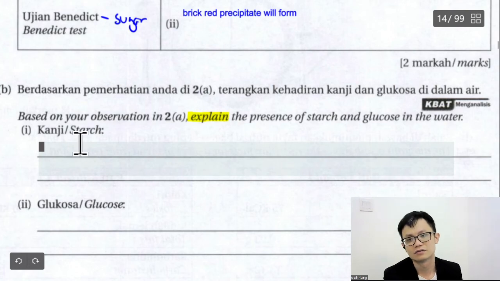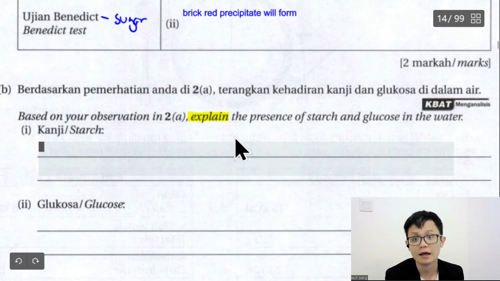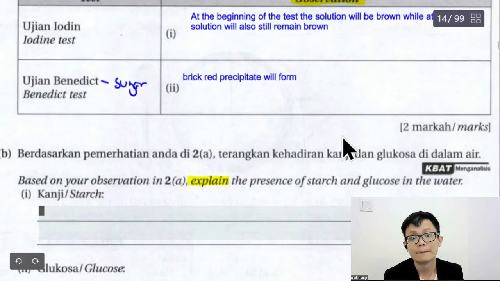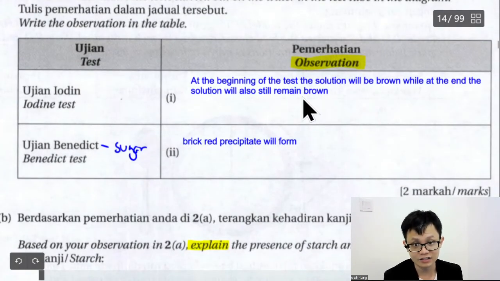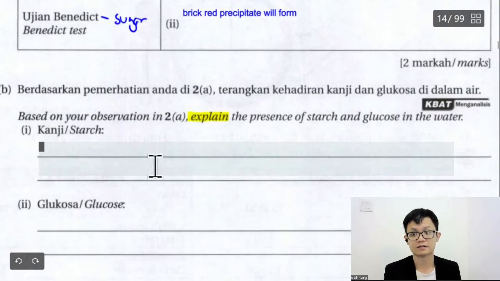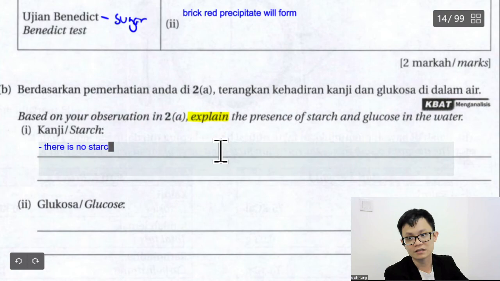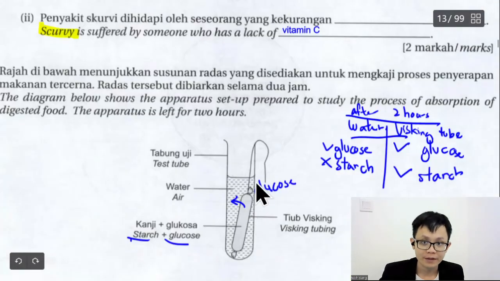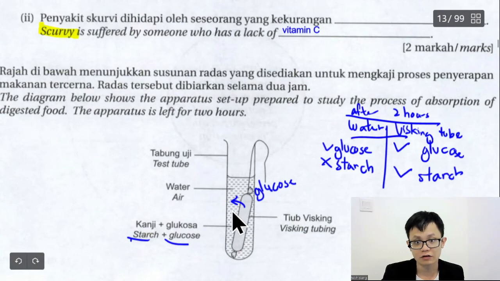So we need to understand the question. Correct or not? If you don't understand the question, we cannot answer it. Explain the presence of starch. Basically, the color does not change, means there is no starch. So we can say there is no starch in the water. Correct or not? Because the starch is so big, the starch cannot go out.